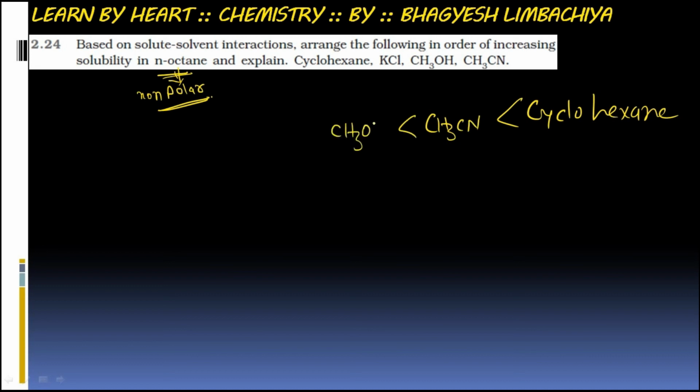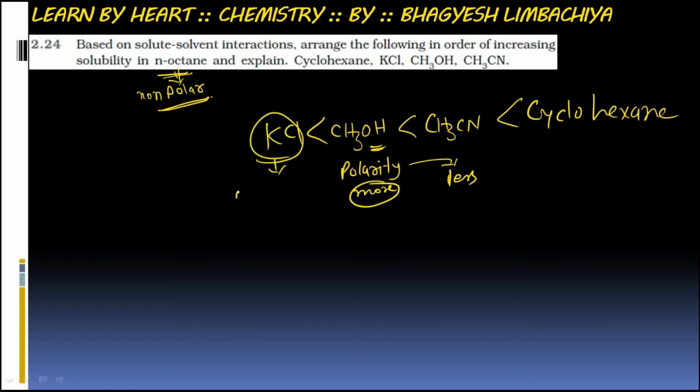CH3CN is polar, CH3OH is also polar, but OH has more polarity, that's why its solubility is less, whereas CH3CN is also polar but its polarity is less, and the least is KCl because it is an ionic substance. So KCl will be the least soluble, cyclohexane will be the highest soluble, and the reason is cyclohexane is non-polar.